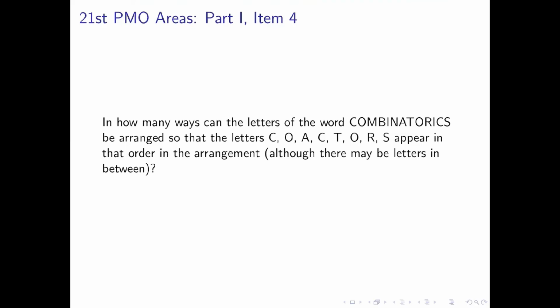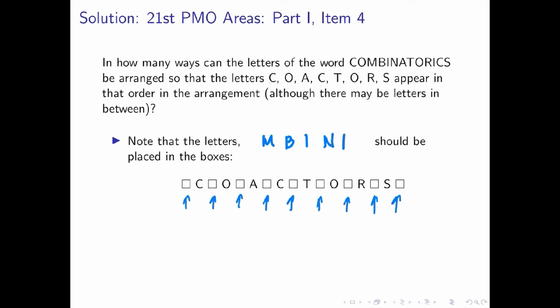In how many ways can the letters of the word combinatorics be arranged so that the letters COACTORS, so co-actors, appear in that order in the arrangement, although there may be letters in between. Now, technically speaking, etong although there may be letters in between is actually a good indication na merong allocation na mangyayari. Because we just have to distribute M, B, I, and I, so limang letters, into some of the spaces in between the letters. We have a total of 9 spaces for us to put 5 letters. So the first part, kamo, is just finding the allocation.